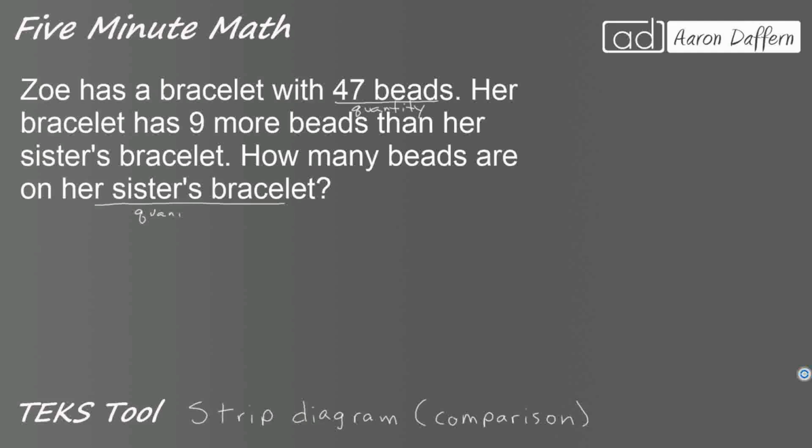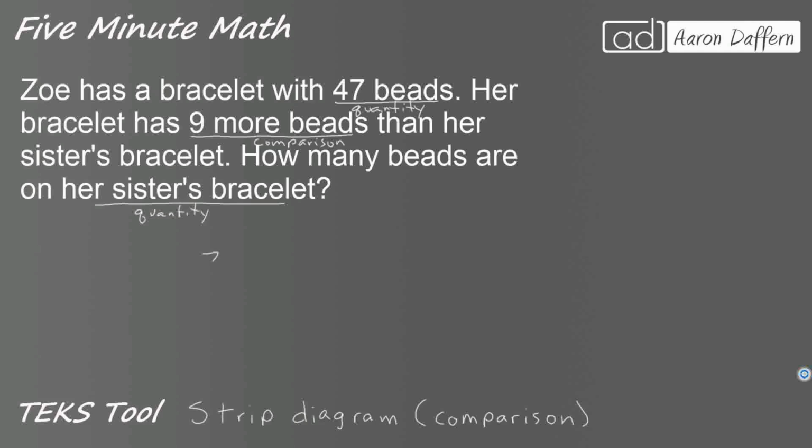And instead of combining them or taking anything away, what we're doing is we're comparing them. And they give us the comparison. Her bracelet has 9 more beads. So this is our comparison. So how could we draw this with a strip diagram, specifically a comparison?